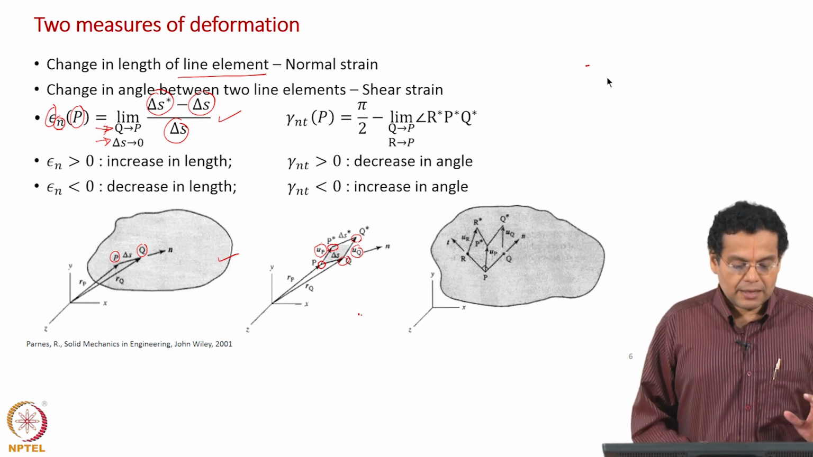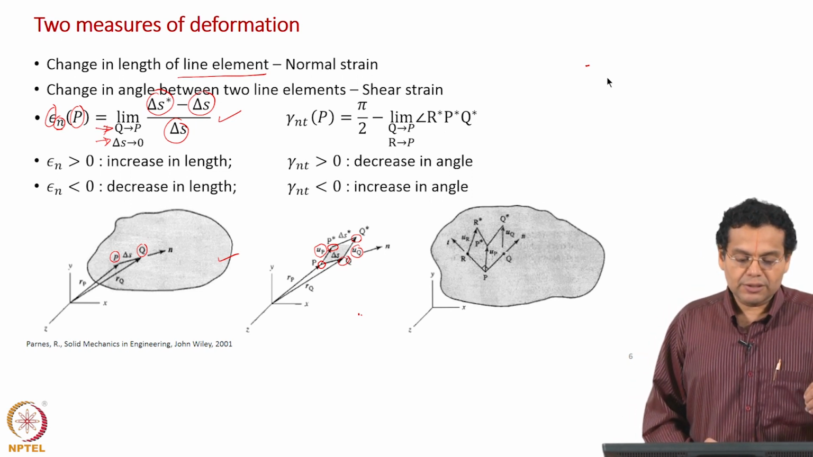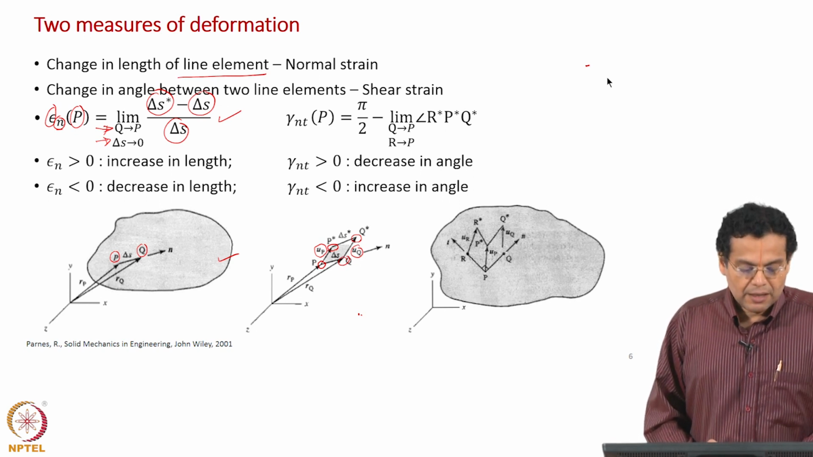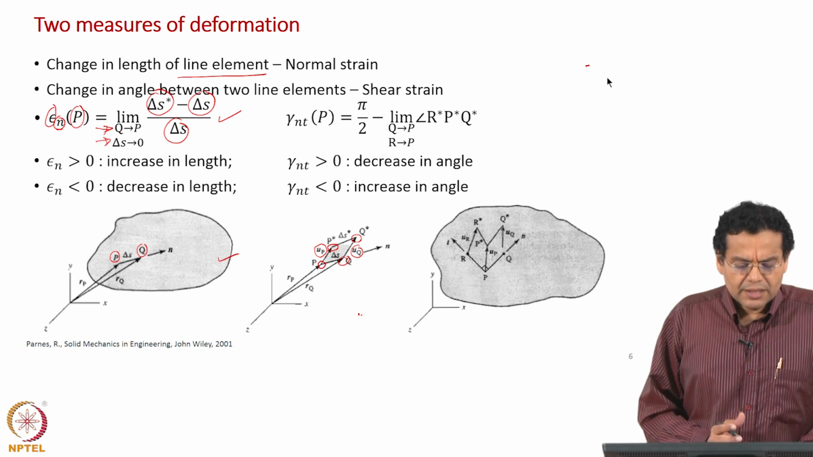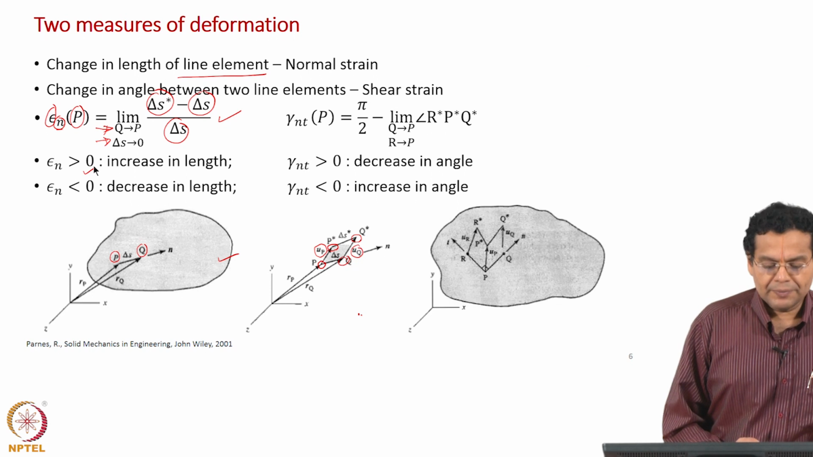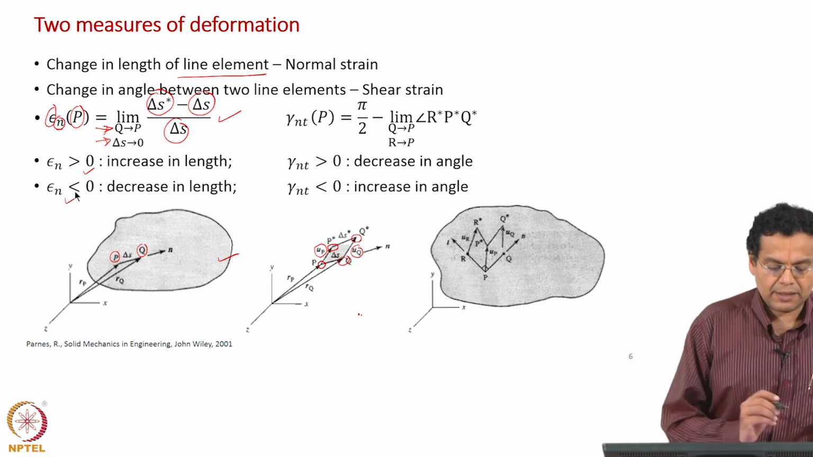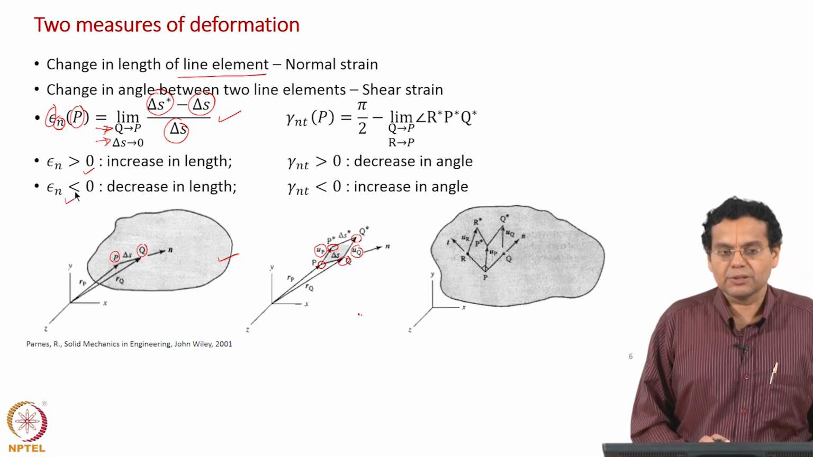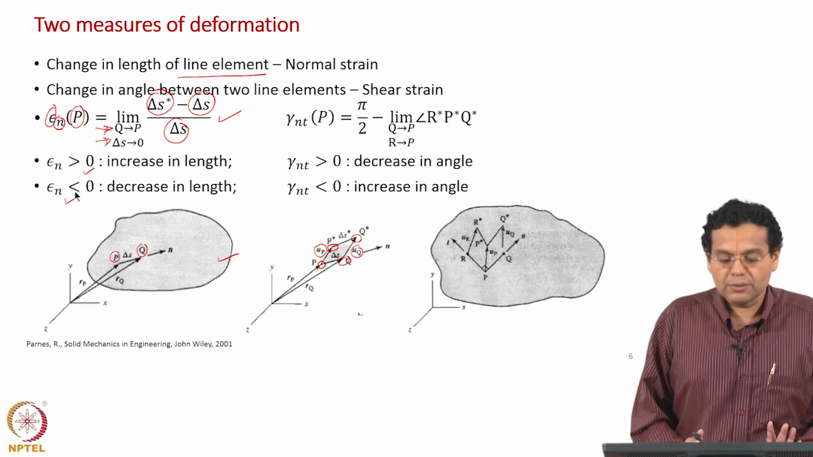Okay. And that is why we have taken q tends to p and delta s tends to 0. Now, if there is increase in length, of course, epsilon n is greater than 0, and if it is decrease in length, epsilon n is less than 0. So, several aspects need to be focused on in this definition.